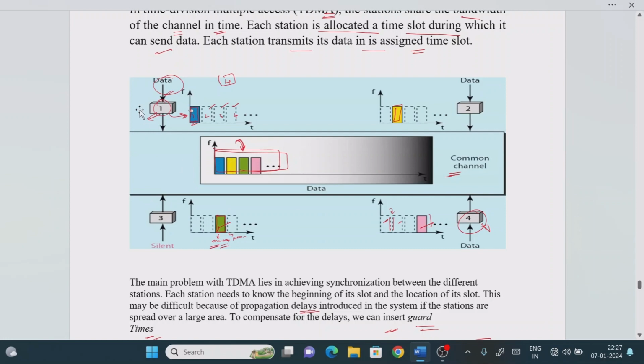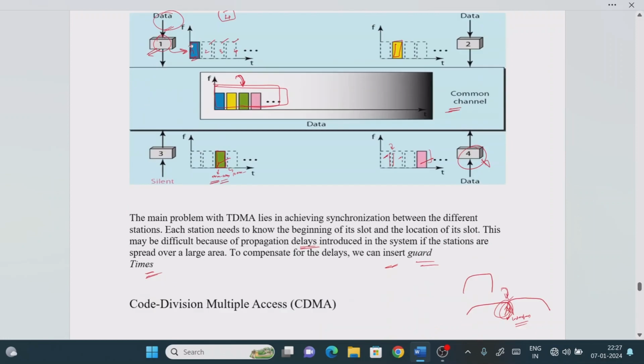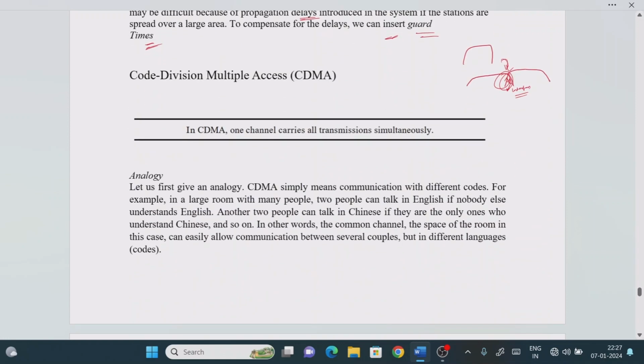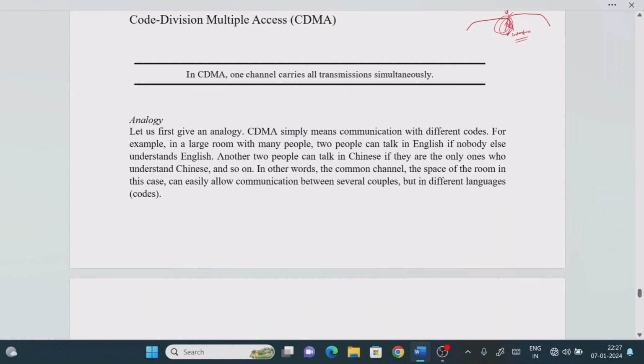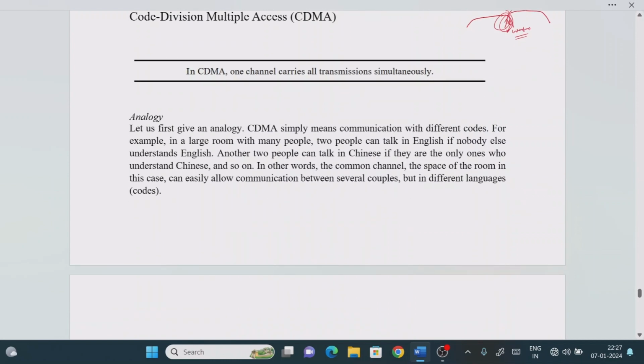But now the question is: if all these people are sending using the common channel, do we have a collision? Now how do these guys implement the code division multiple access technique, and how is the collision solved? That is the important point here. So first, see that there is an analogy.